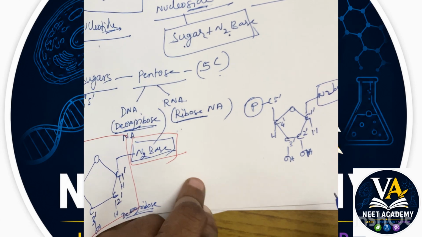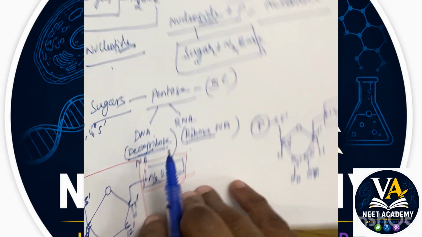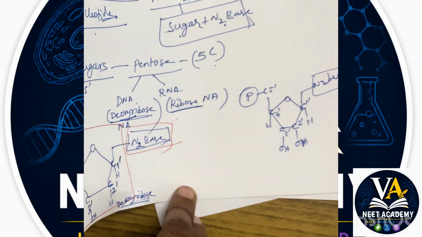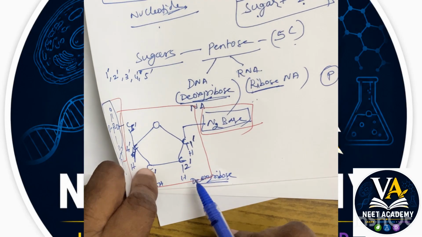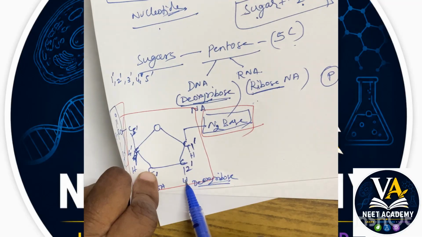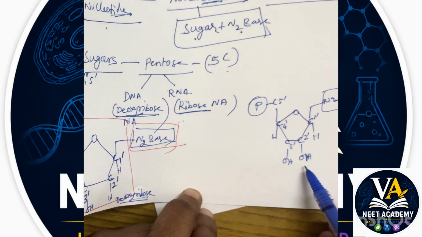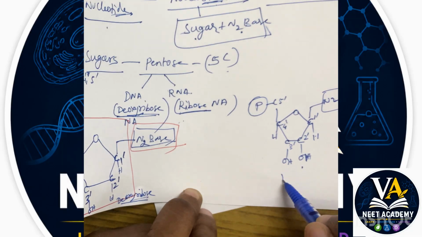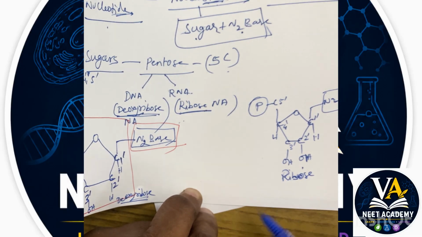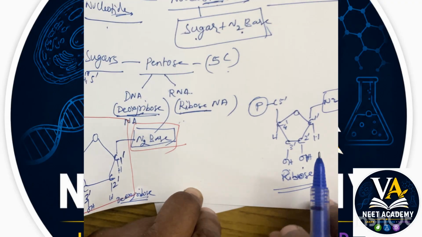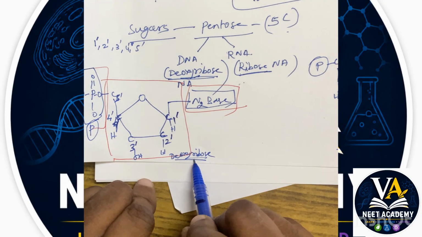So what is the change? Have you noticed? You have noticed the change, isn't it, between the sugar in the DNA and the RNA? Okay, so can you see the 2 prime carbon has only hydrogen here, and the 2 prime carbon has a hydroxyl group in a ribose sugar. So that is the difference. And now you will remember what is the name of this. This is a deoxyribose sugar.